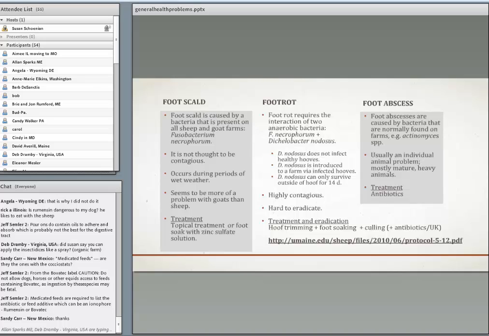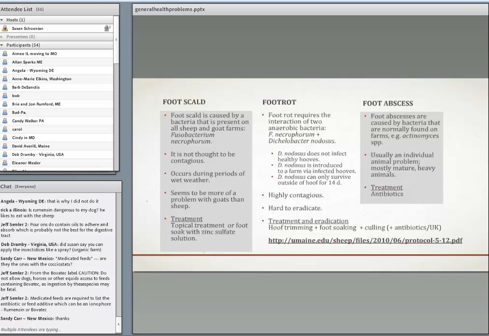I have in parentheses plus antibiotics. In the United Kingdom, they have a little bit different philosophy on foot rot, and they rely heavily on antibiotics. There's a URL there, the University of Maine. I think I've mentioned in previous classes that the University of Maine has a foot health project where they developed a 4-week protocol for eradicating foot rot. And if you bring up that URL, you will see that.